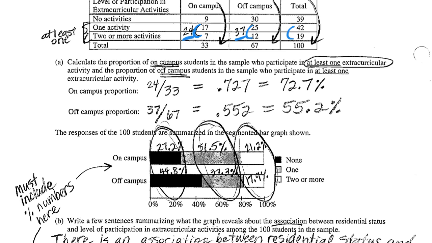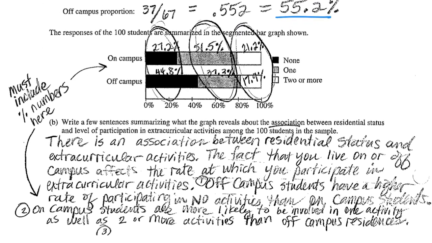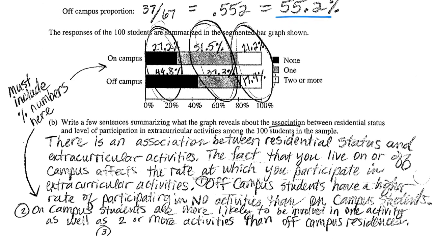On campus, 24 out of 33. Off campus, 37 out of 67, so it's 55.2%. So we can definitely see the fact that you are on campus makes you more likely to be involved in at least one extracurricular activity. Now, then they give you the pictures, okay?